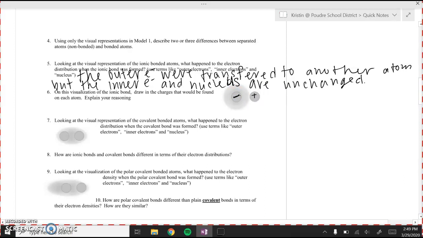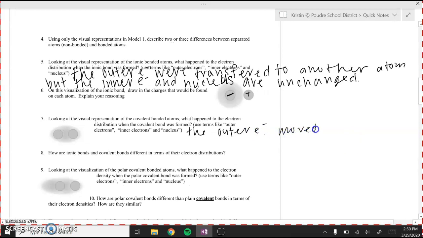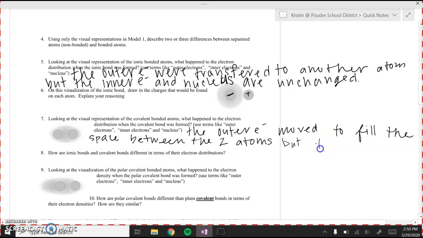If I look at the representation of the covalently bonded atoms, the electron distribution changed because the outer electrons moved to fill the space between the two atoms. But the inner electrons and nucleus are unaffected. So that's similar to ionic bonds. The inner electrons and nucleus are unaffected.